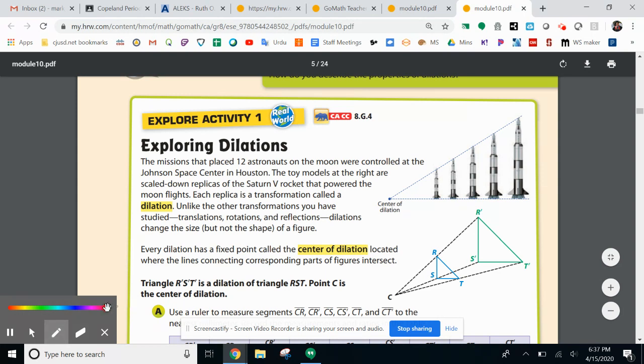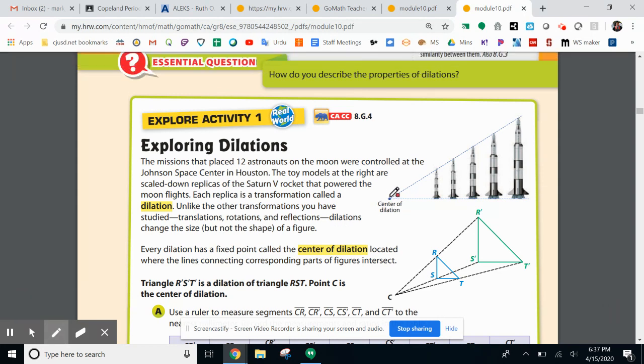Okay? And what dilations do is, as things get closer or farther away from the center of dilation, they get either bigger or smaller. And the center of dilation in 8th grade will always be the origin. Okay? It won't be anywhere else on the graph. It'll always be at the origin. Okay? Center of the graph, center of dilation. So as things get closer and further away from the origin, things will get bigger or smaller.